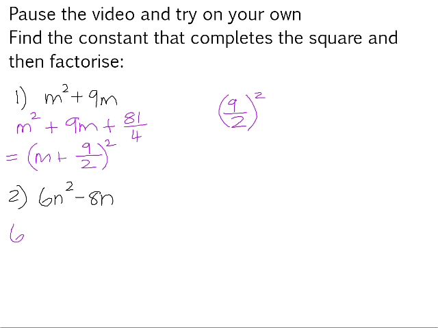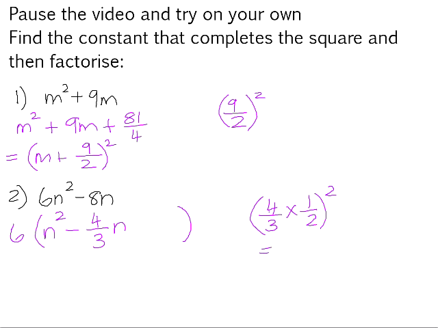Number 2 is a little bit more difficult because we first need to take out a common factor of 6. 8 divided by 6 will simplify into 4 over 3. And we can now figure out what we need to add in. So it'll be 4 over 3 times a half all squared. 4 over 3 times a half all squared will be 4 over 6 squared, which is 16 over 36. So this term that completes the square is 16 over 36.